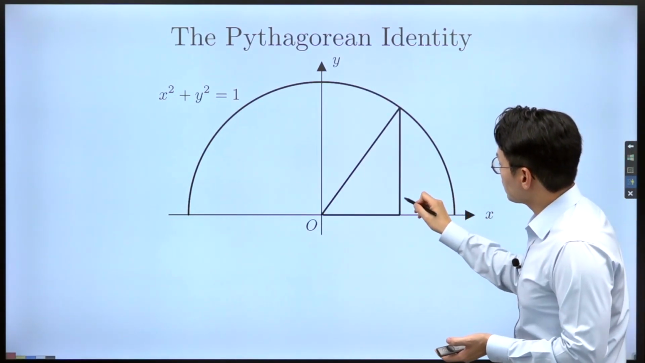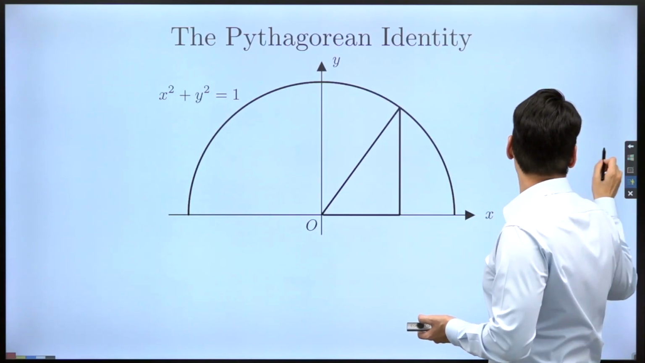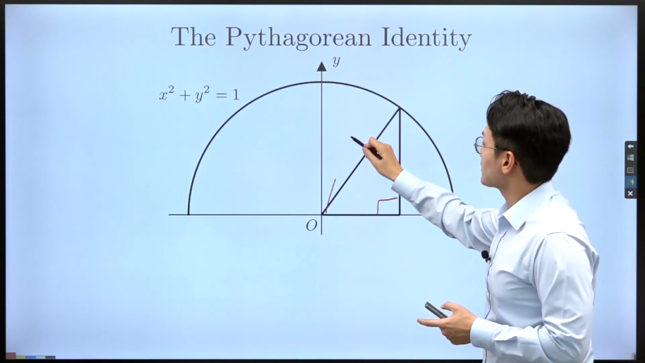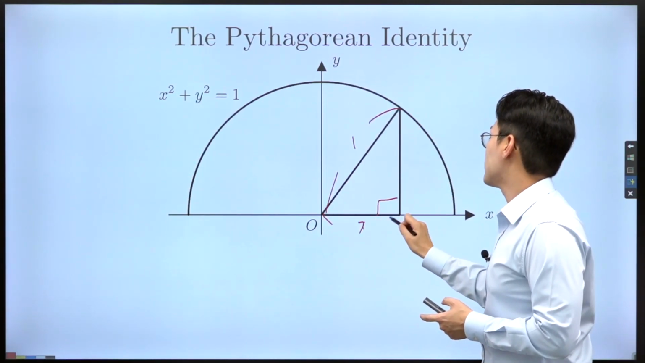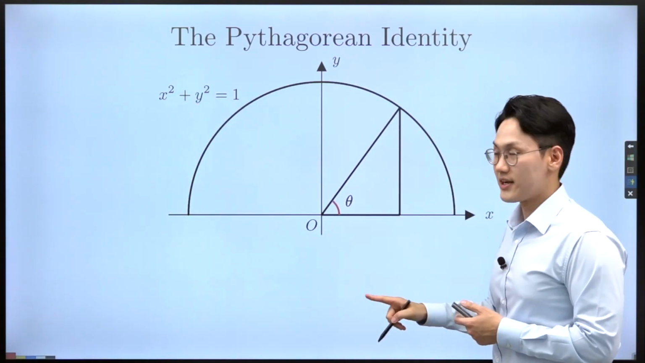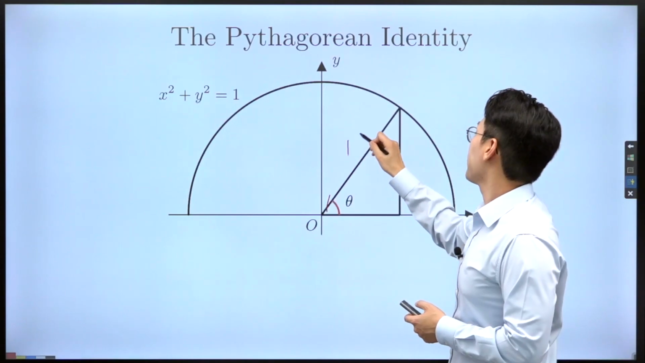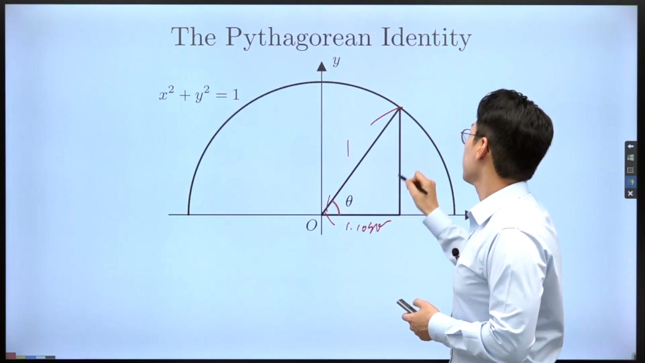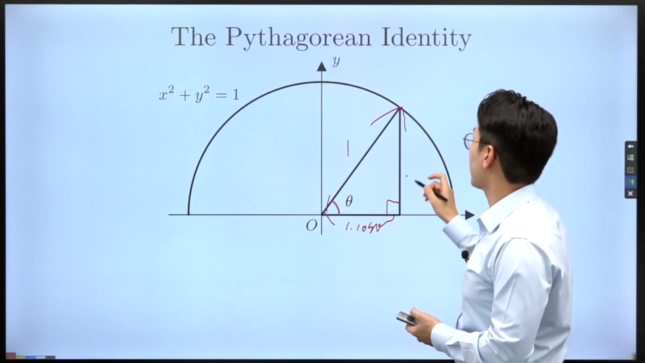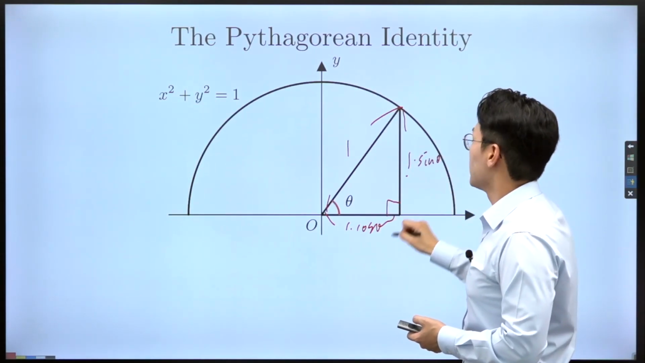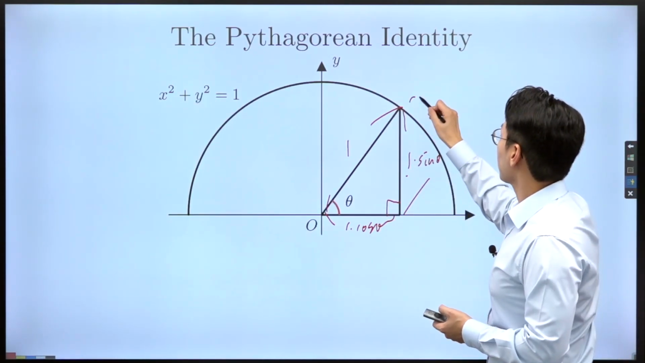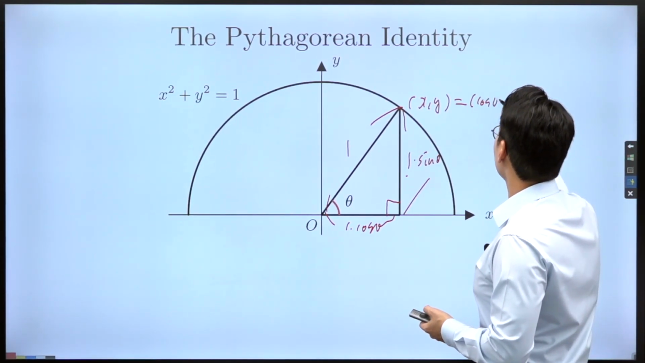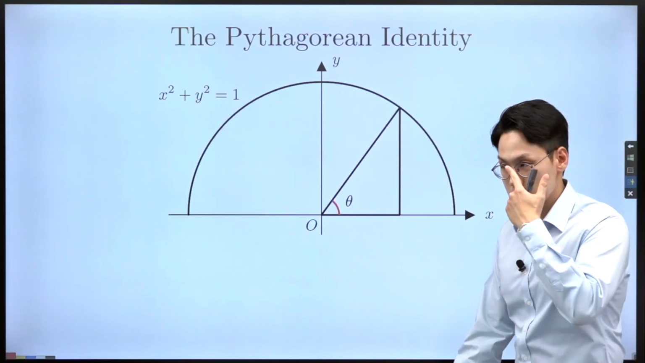On this, let me create a right angle triangle like this. I have the hypotenuse here, and this is the adjacent, with theta here. If the hypotenuse is 1, then the adjacent is 1 times cosine theta, and the opposite is 1 times sine theta. So the x and y coordinates on the circle are cosine theta and sine theta. Very good.